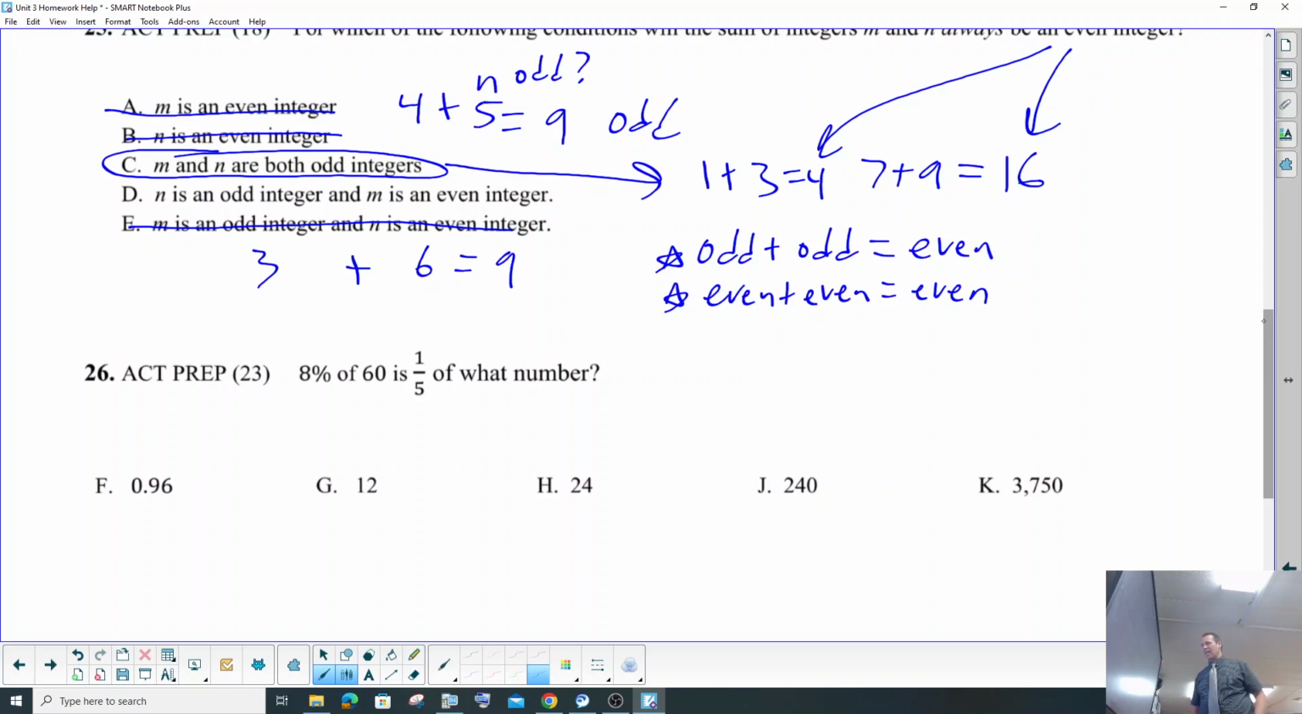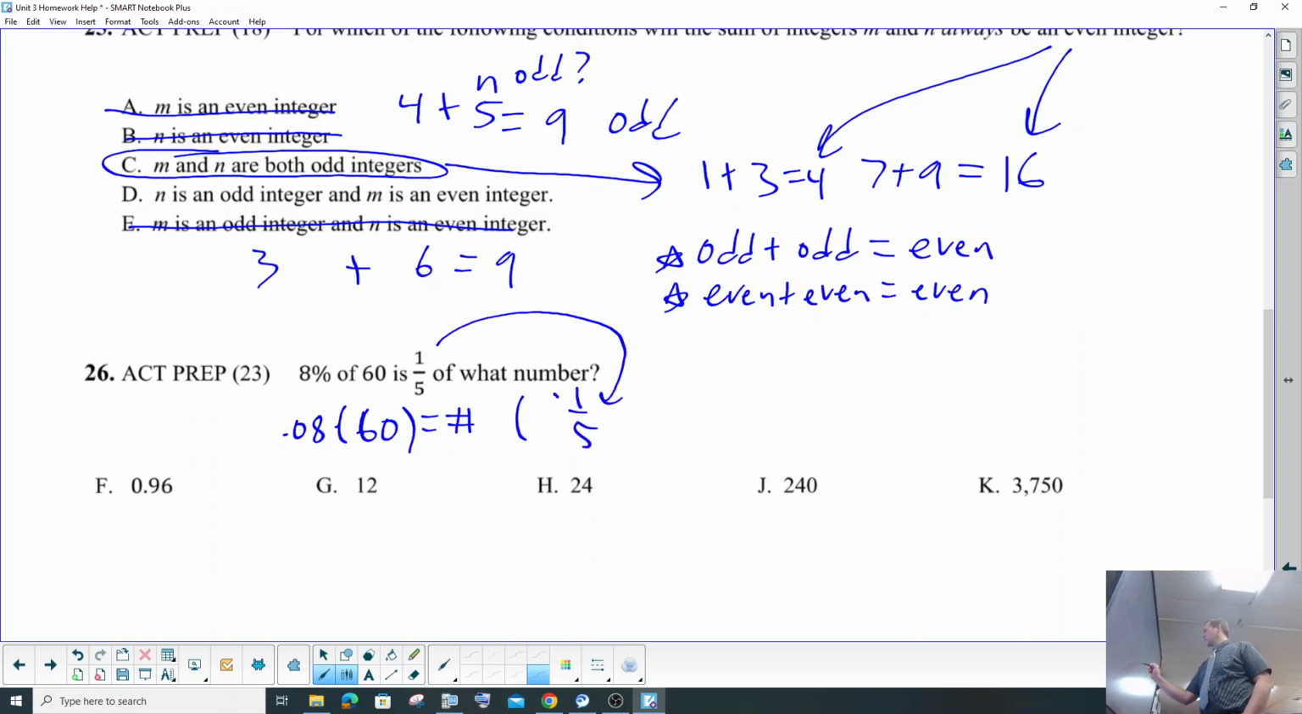Ooh, 8% of 60 is 1/5 of what number? So 0.08, of means times 60, right? Get a number, and then that same number is going to be 1/5 of what number.